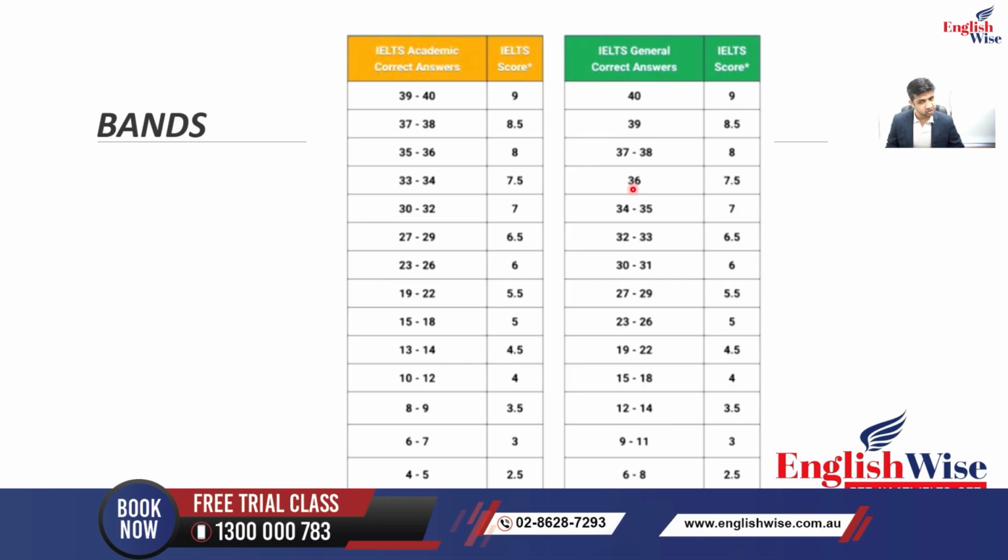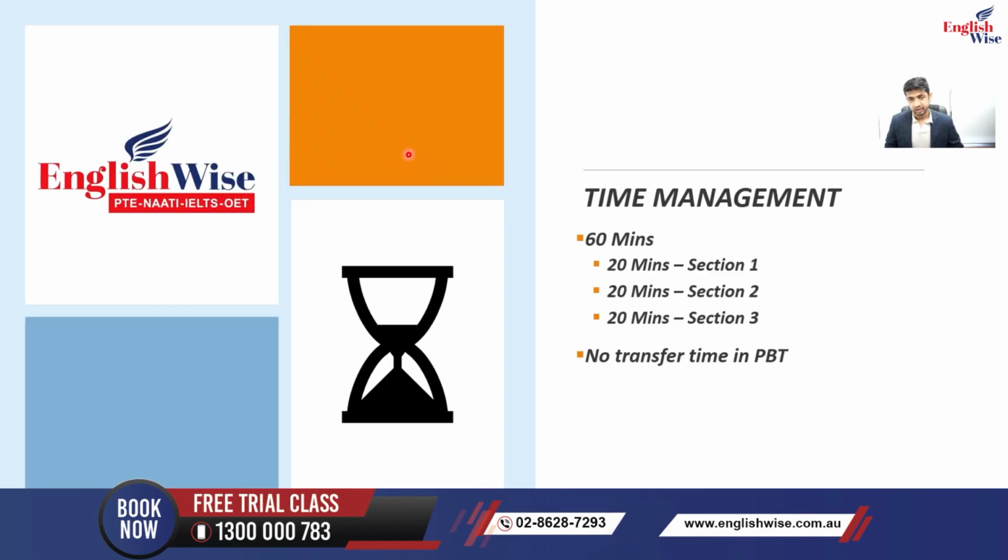If you're aiming at 8 band scores, slightly higher, 37 and 38 marks stand for 8 band scores in general reading, whereas for 8 band scores for academic, 35 or 36 marks stand for that. Now, in your exam for the reading section, whether it be general or academic, you have 60 minutes of time. In 60 minutes of time, you have 3 major sections to solve. So you can take 20 minutes per section or per passage to solve. Remember, in paper-based test or computer-based test, there's no extra transfer time. So the 60 minutes of time is all you get for your reading section.